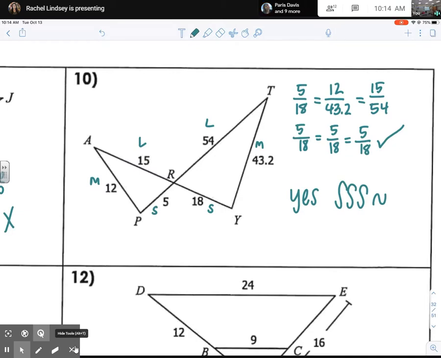But if you're looking at two sides of an angle, like we'll do in the next ones, 13 through 18, we'll only look at two sides and include an angle.